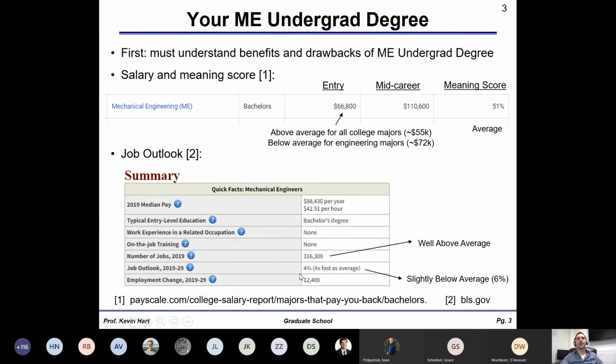But one drawback of a mechanical engineering degree is that the field is not particularly fast-growing. The field is growing at a rate of about 4%. And they list it here as about as fast as average, but that's not quite true. It's actually slightly below average. Compare this to healthcare fields, where if you're getting a nursing degree, the rate of growth is anywhere from 20 to 25%, depending on the statistics you look at.